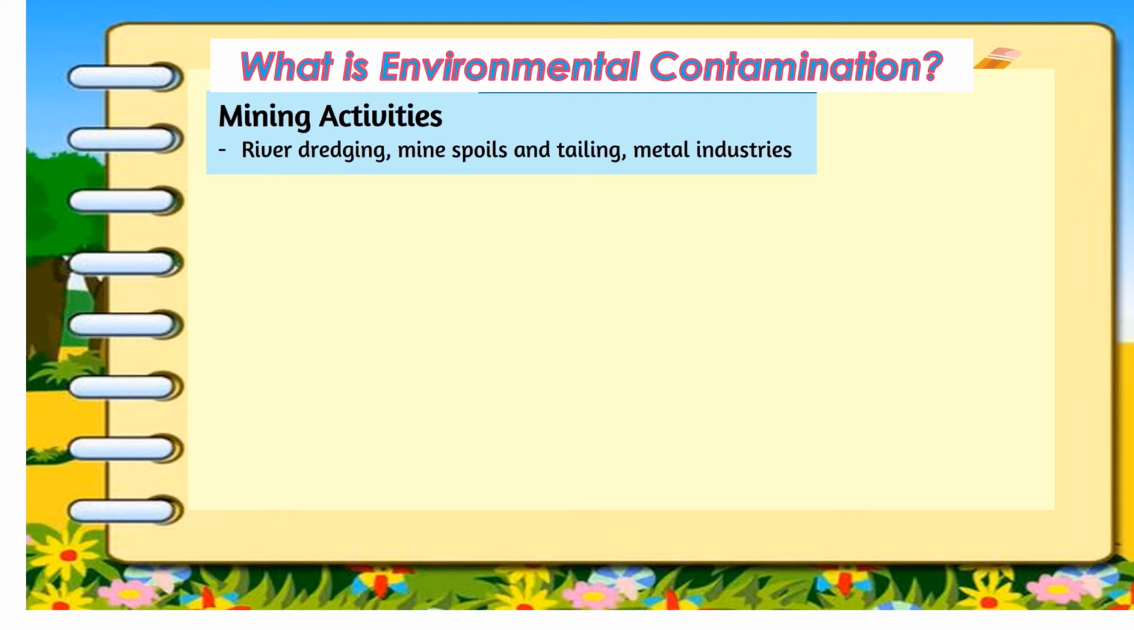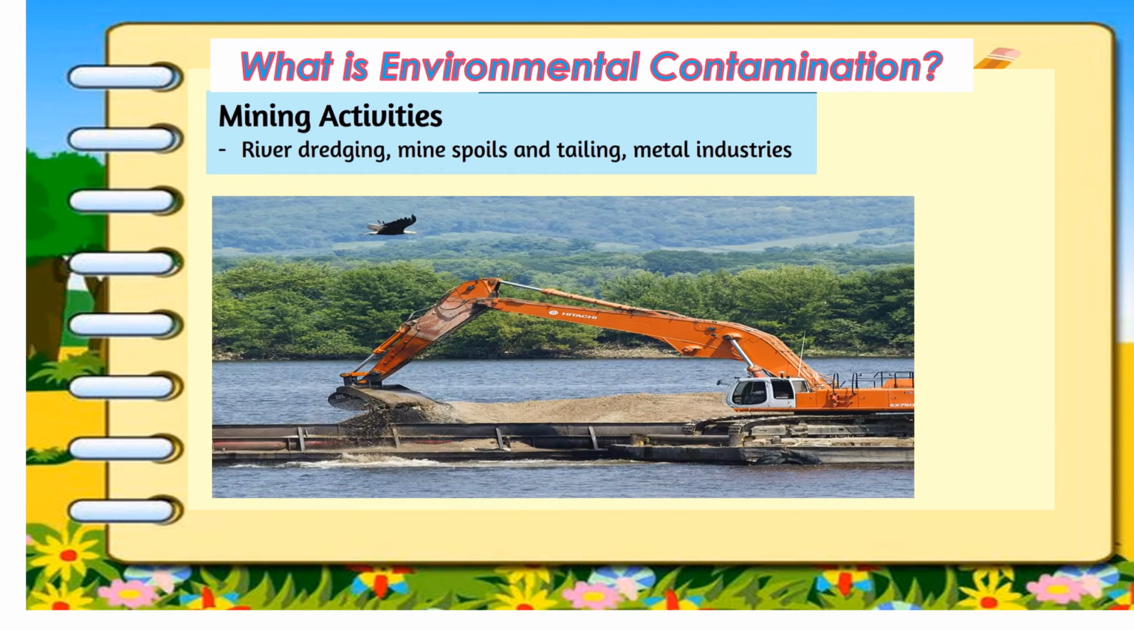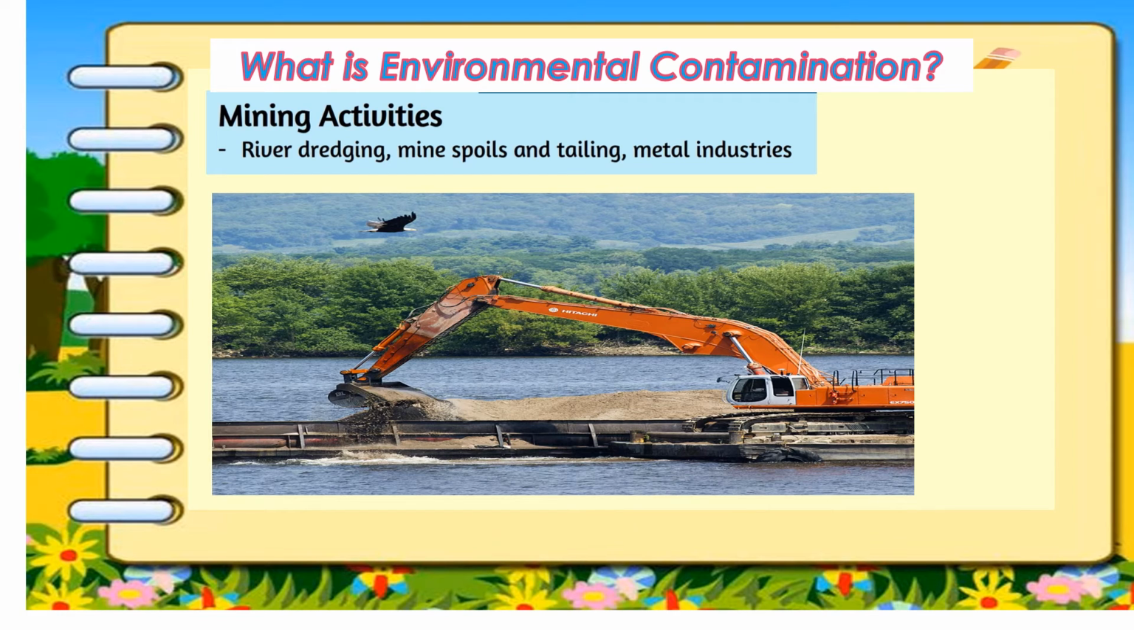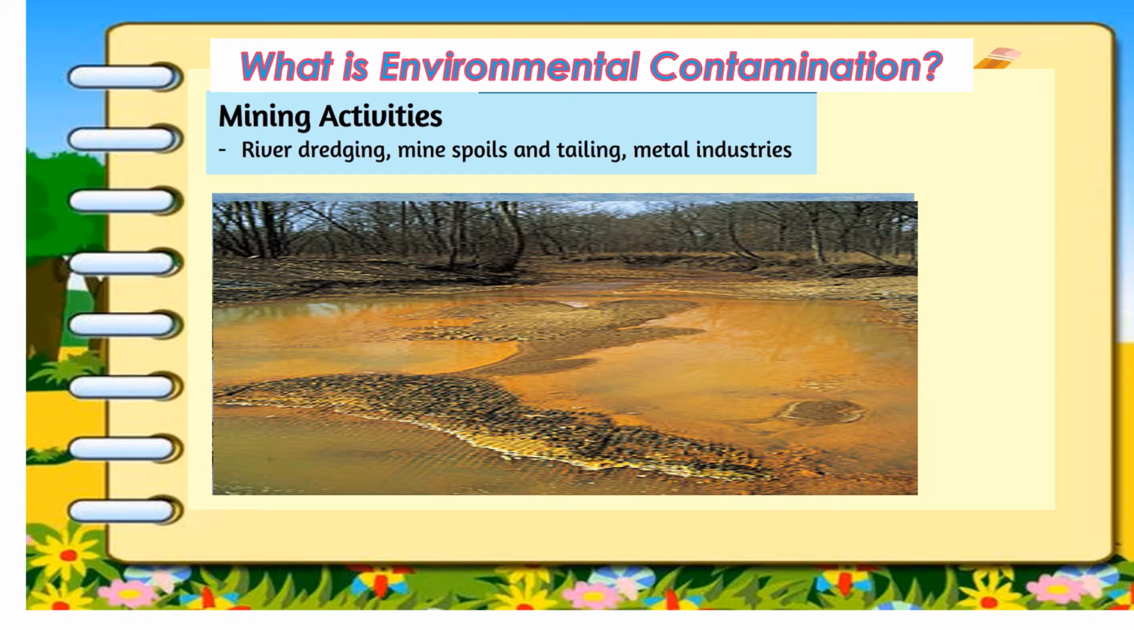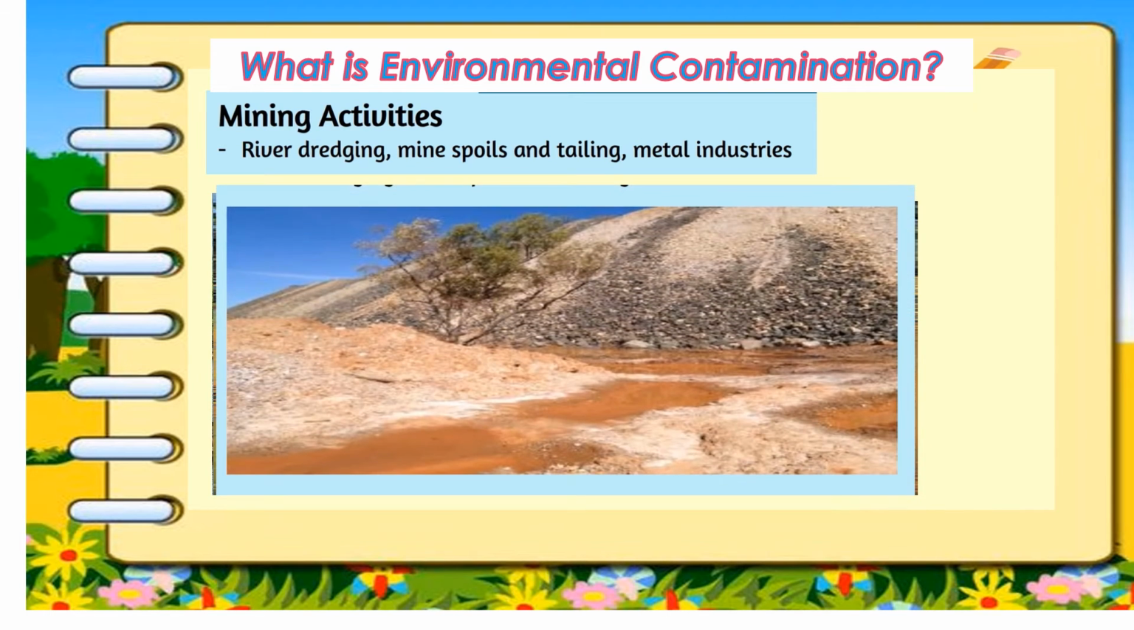In mining activities, the environment can be contaminated when we have river dredging that causes water pollution, mine spoils that cause land pollution or water pollution, and metal industries that cause land and water pollution and also air pollution.